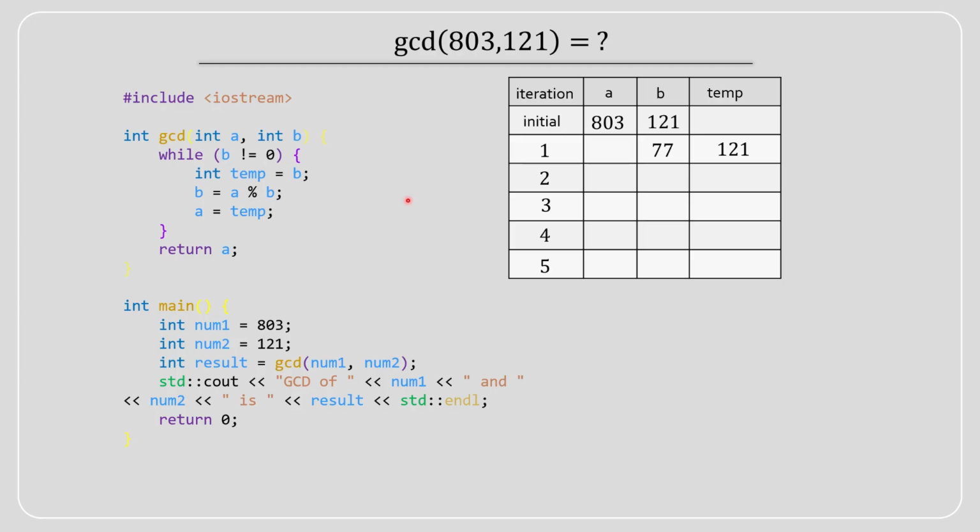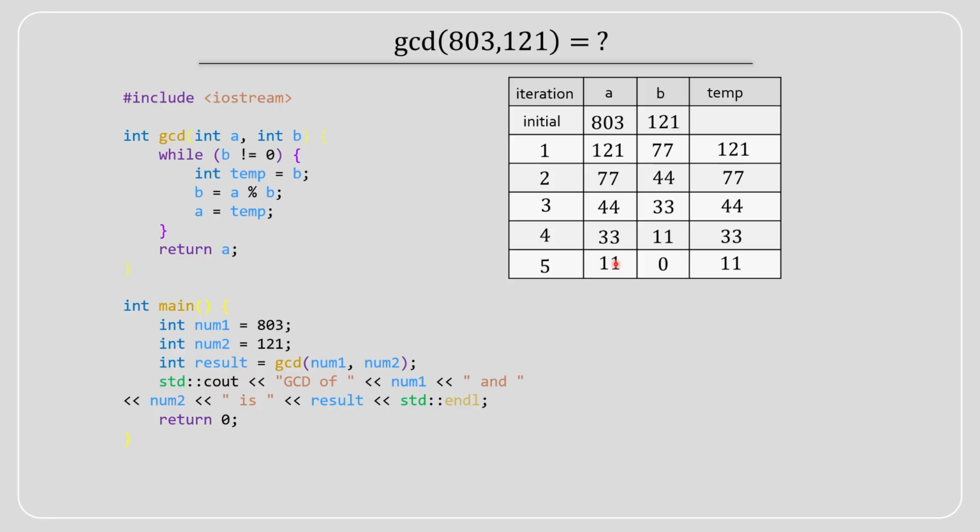And now you take the 121 and put it into a. So you get 121. Now you have to repeat this process again. You have the 77 in temp, and you continue. Now you're going to have 44 as the remainder, and from temp, you're going to put 77 over here. So you continue this process again. We're just tracing the algorithm until you get a 0.